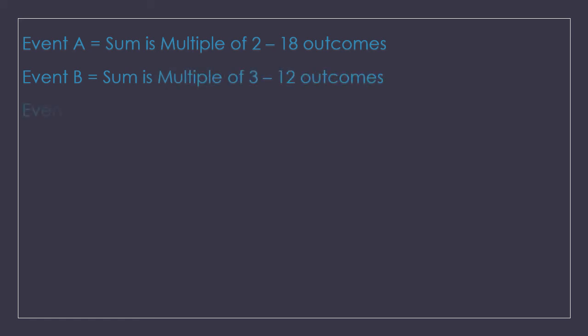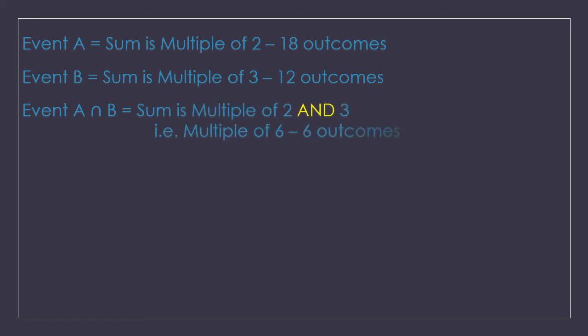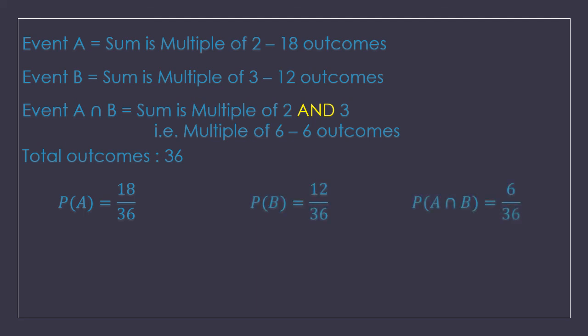Event A, that is sum is multiple of 2, 18 outcomes. Event B, sum is multiple of 3, 12 outcomes. And event A intersection B, that is sum is multiple of 2 and 3, that is multiple of 6, 6 outcomes. Total outcomes, of course, we know because they are 2 dice, 36. Probability A here will be 18 outcomes upon 36 outcomes. Similarly, B will be 12 upon 36 and A intersection B will be 6 upon 36.